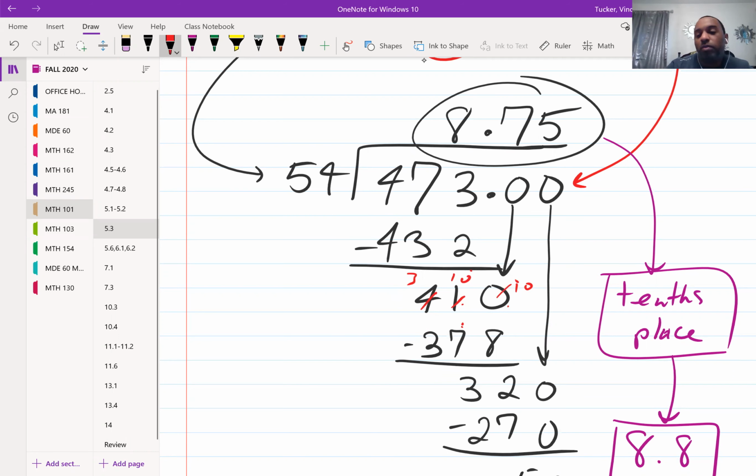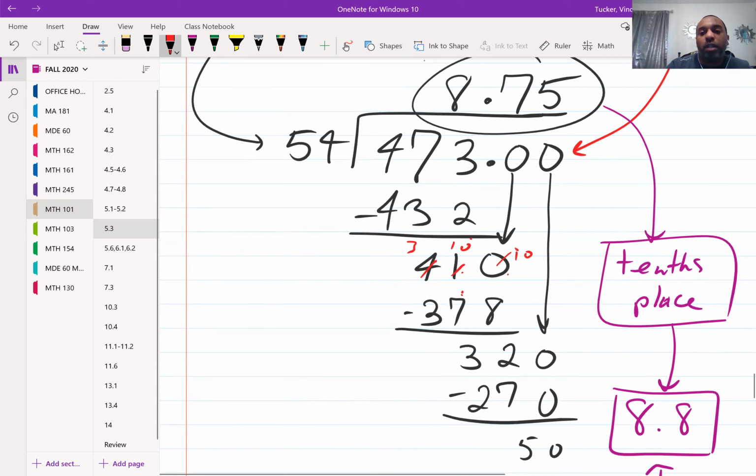So 32, bring down your 0, that's 320. 54 goes into 320 5 times. So 5 times 54 would give us 270. So it's just the same long division process. I was just walking us through it.